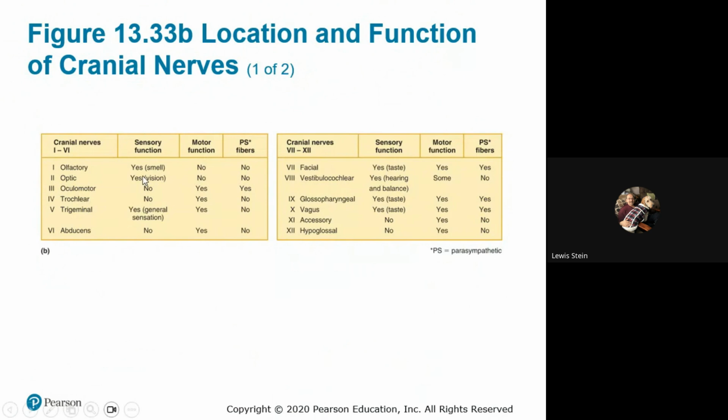Olfactory and optic. First two, purely sensory. We're going to get to what's meant by parasympathetic. Oculomotor, third, eyes. You probably won't see the trochlear, but that helps eyes move. The abducens, unlikely to see. And that's all 3, 4, and 6, all exit the same way, all involved in what we call extraocular eye movements. The trigeminal is mixed.